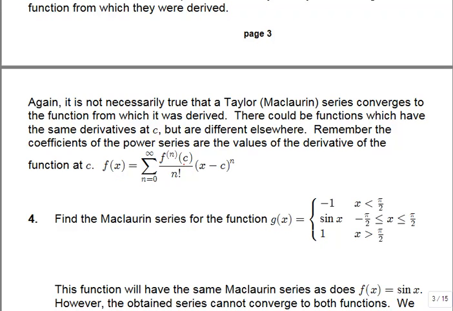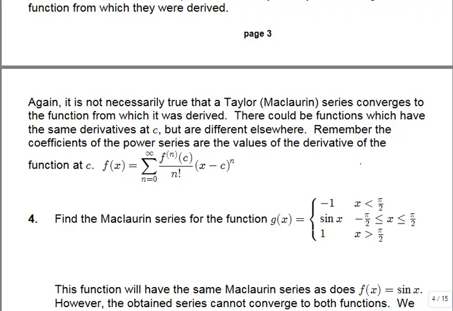So to get your power series, you just use the derivative evaluated at C. So it's possible that you could have a function that just so happens to match at C at all the derivatives. It would have exactly the same coefficients as another function. For example, this function here is -1 for all x less than -pi over 2, and then it looks like sine of x between -pi over 2 and pi over 2, and it's equal to 1 for x greater than pi over 2.